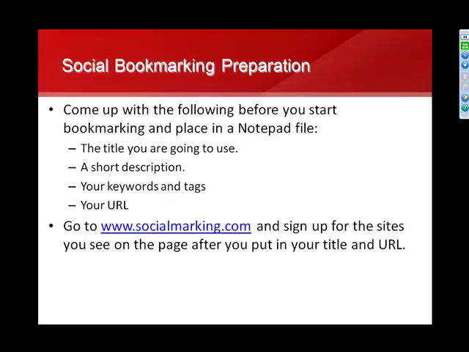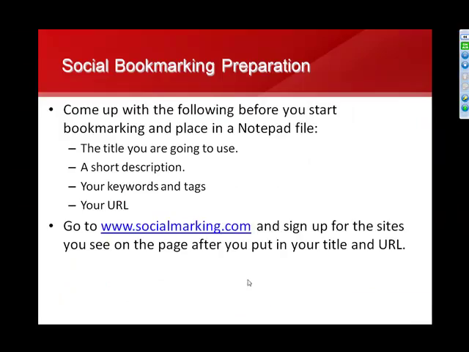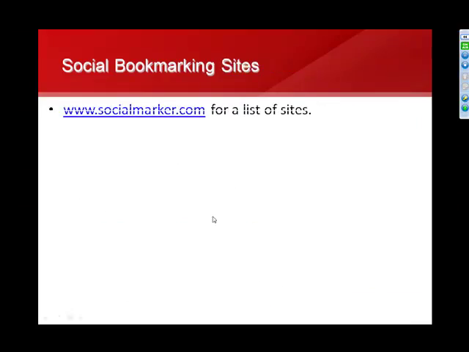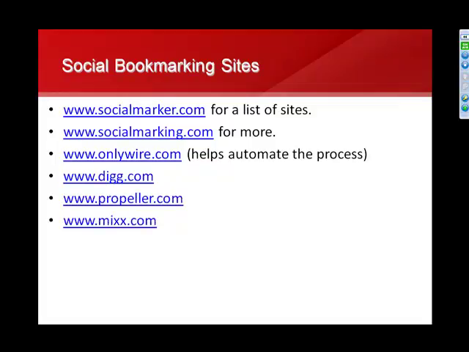One thing, as far as preparation goes, is you want to go over to socialmarketing.com and sign up for the sites you see on the page after you put in your title and URL. I'm going to show you how that works here in a moment. But let me jump back here and show you another site. Socialmarker.com has another list of sites, and Social Marketing, like I said, has more. And then onlywire.com has a list of sites, but it also helps you automate the process. And then here's another couple of social bookmarking sites to consider. I'm going to come back to this slide, so don't worry about writing this too fast.